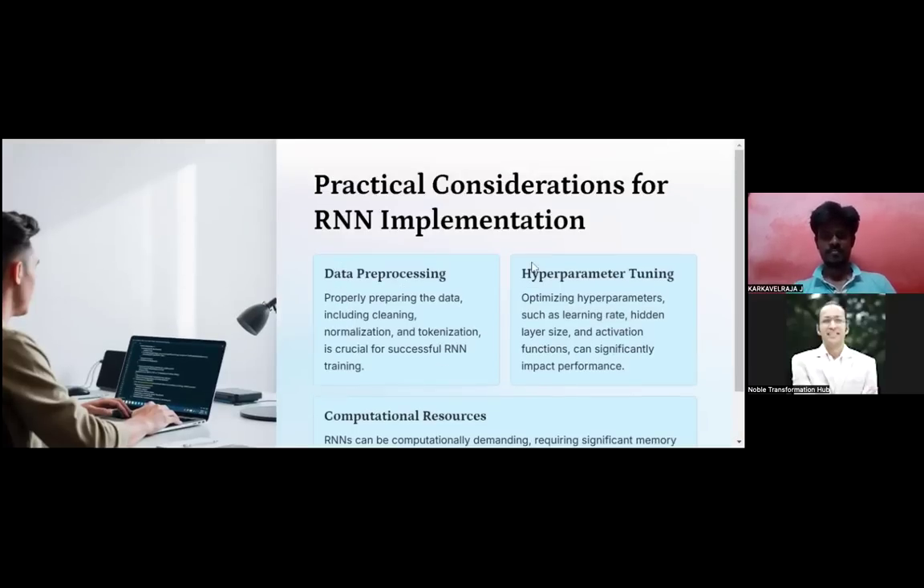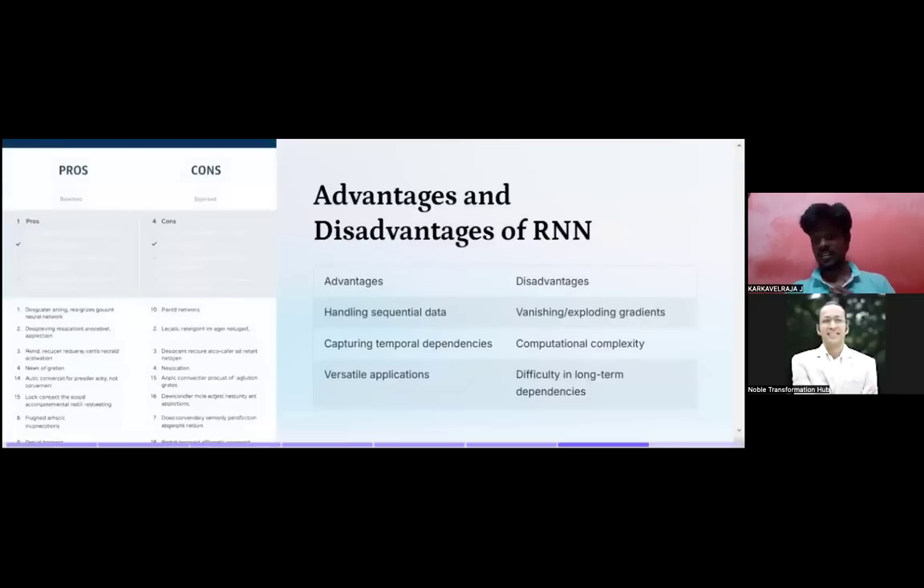Okay, guys, we are going for advantages and disadvantages. Now we have understood what RNN is, what the structure is, how to do it, and the practical considerations for implementation. Now we're going to see the advantages and disadvantages of RNN. The advantage: it can handle sequential data. True, that is very true. Capturing temporal dependency is a major concept of RNN. Versatile applications: yes, because it can do something that other models are not able to do, so it has versatile applications.